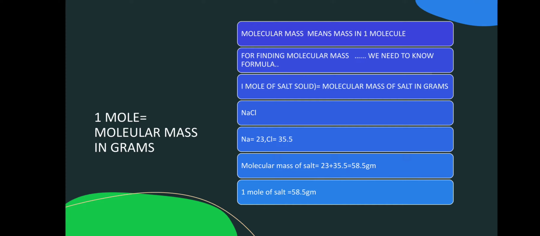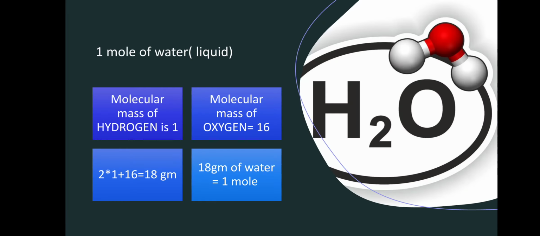So what is the molecular mass of salt? 23 plus 35.5. You need to add both the values. You will get the value that is 58.5 gram. So 1 mole of salt is equal to 58.5 gram. Now let us take another example, that is 1 mole of water. One liquid example we are taking here. So you know what is the formula for water?